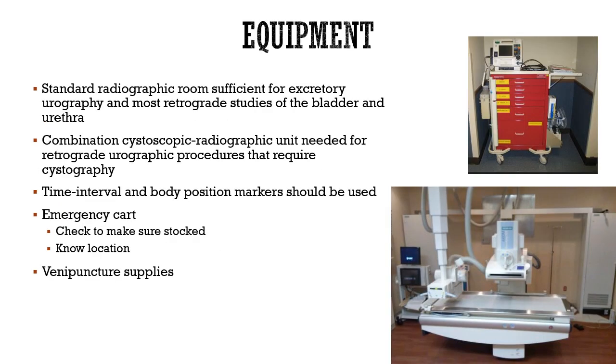For equipment, we're going to have standard radiographic equipment sufficient for excretory urography and most retrograde studies of the bladder and the urethra. We could have a combined cystographic radiographic unit needed for retrograde urographic procedures that require cystography. Timed interval and body position markers should be used for the IVU. We should have a crash cart available, make sure it's stocked and know the location, and also be aware of our venipuncture supplies.